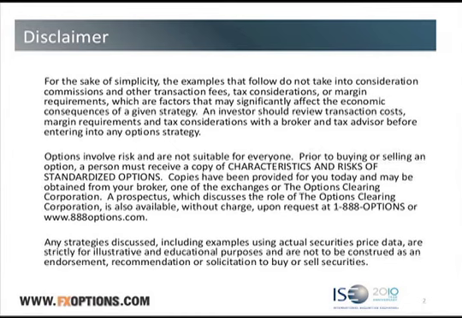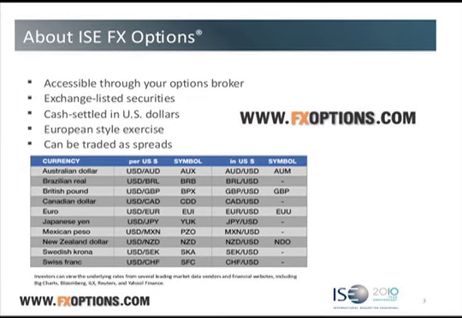We have plenty of currency pairs that you can trade. You just need to have an equity options brokerage account. They are exchange-listed securities. They are cash settled in U.S. dollars. They're European-style exercise, which just means that you can't exercise early, but you can always close out of your transaction anytime you'd like, as long as the markets are open. They can be traded as spreads. We have U.S. dollar based products, and we also just added, about 5 or 6 months ago, the Aussie dollar, the British pound, the euro, and the New Zealand dollar, and we also have our dollar-based products.